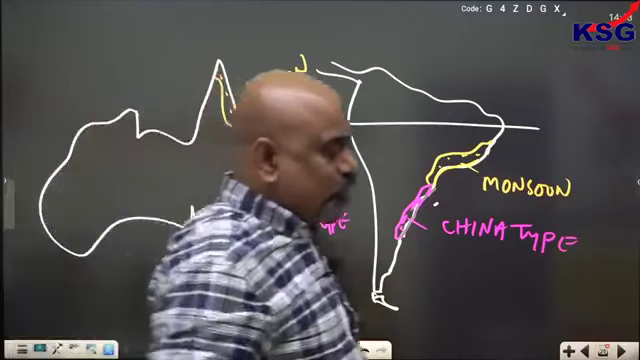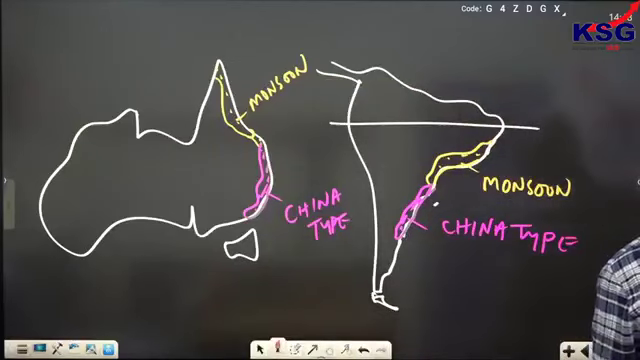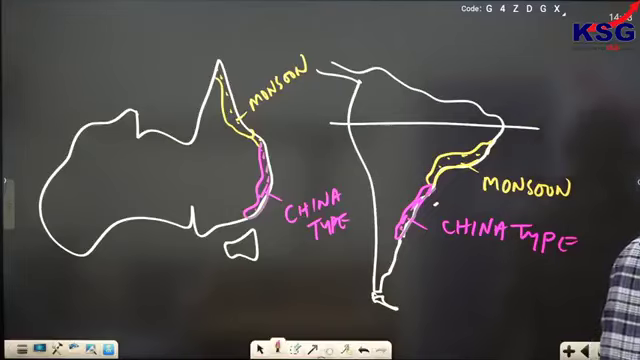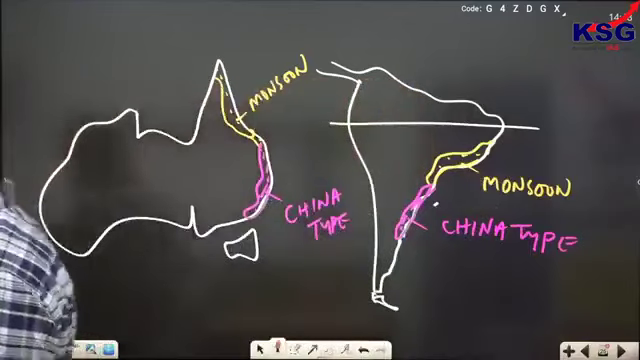In Africa, I told you, in the Natal region, you have Natal climate. In North America, I told you, it is found in USA as Gulf climate. These are the characteristics of this climatic type. I hope you got it.